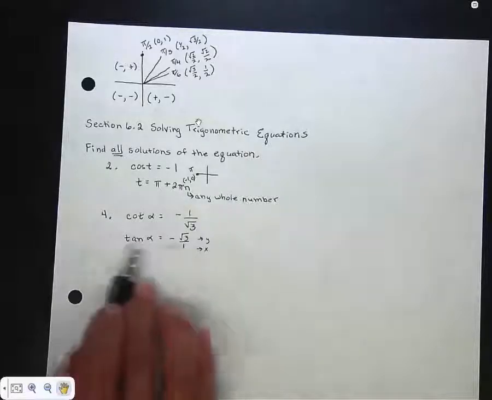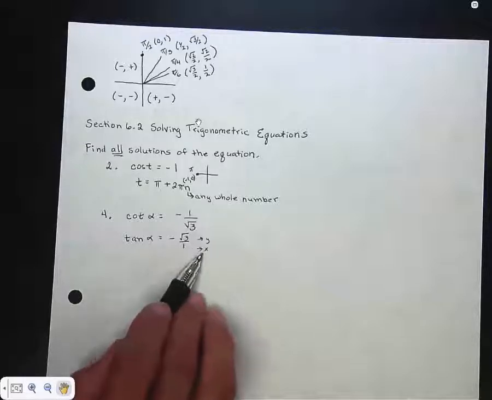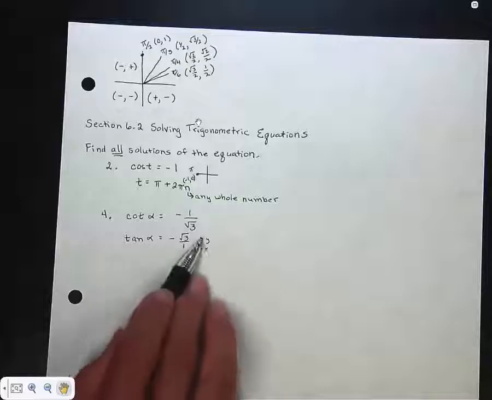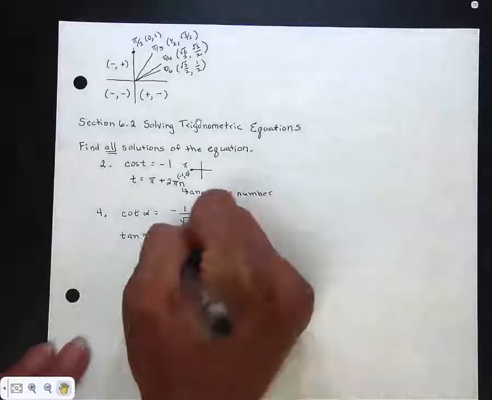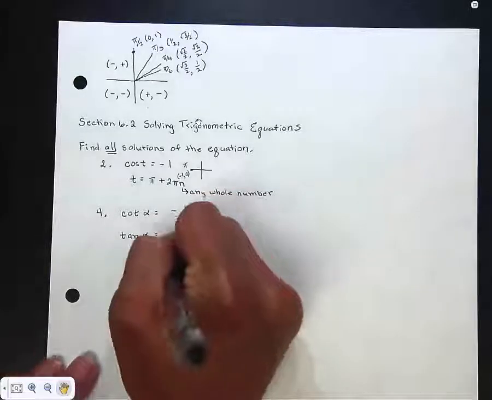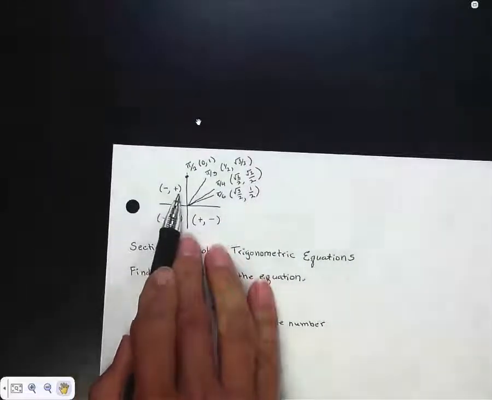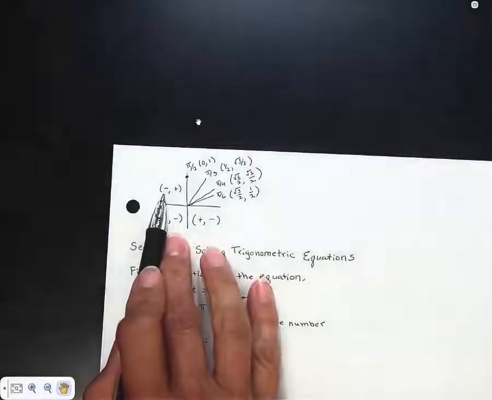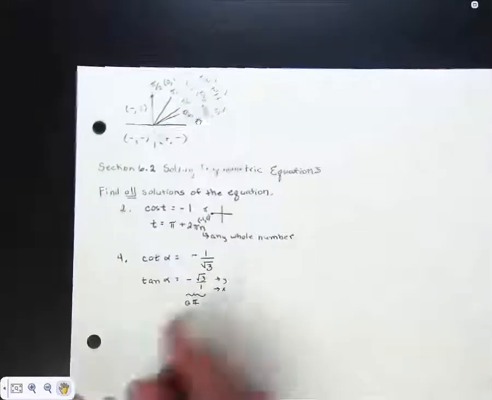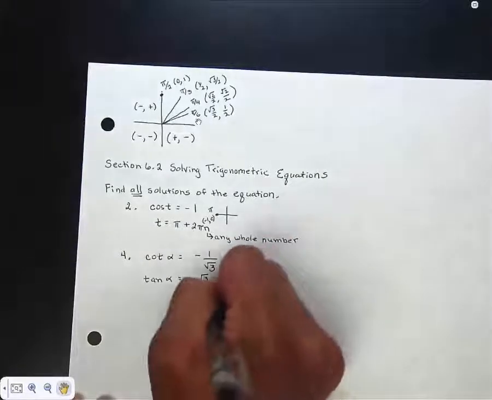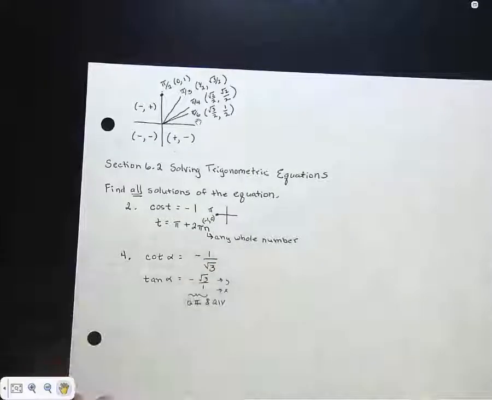Now, where is tangent negative? If tangent's the y divided by x, you just need to ask yourself, where is y divided by x going to give you a negative? Well, it's going to give you a negative in quadrant 2, where you have a positive divided by a negative, and in quadrant 4, where you have a negative divided by a positive. So I know that in one revolution of the unit circle, I'm going to have solutions in quadrant 2 and in quadrant 4.